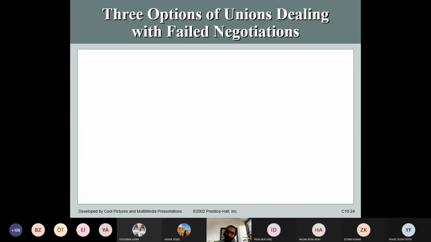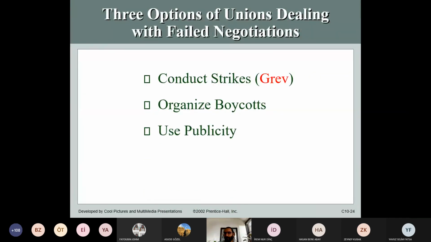And what the union can do if they fail with the company, if they cannot reach an agreement between them, they can conduct strikes. In Turkish, we call that grev. They can organize boycotts, or they can use publicity. I mean, today we use mostly Twitter, right? Through these kind of posts, everyone can hear the problem of the company. It could damage their prestige, their brand and image. They don't want that. So these kind of things are mostly used to protect the rights of the employees, right? Unions as well. Yes.